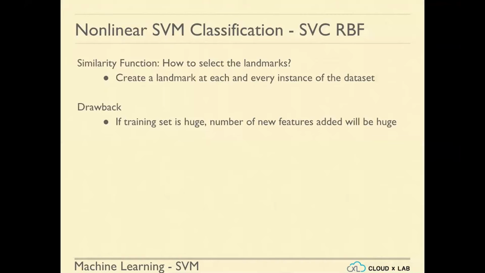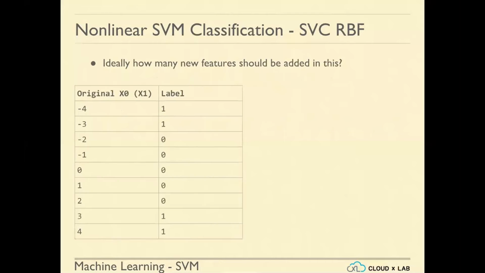A question that people generally ask is how to select landmarks. One option is to create landmarks based on each instance of the data set. Now that becomes disastrous, meaning for every instance there will be one feature. If there are 10,000 instances, then there will be 10,000 features added. So that's a downside. If your data has so many instances, then it will add so many columns.